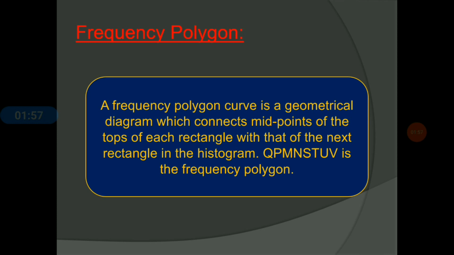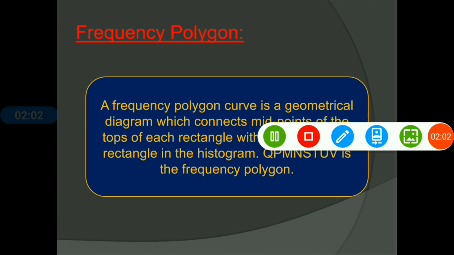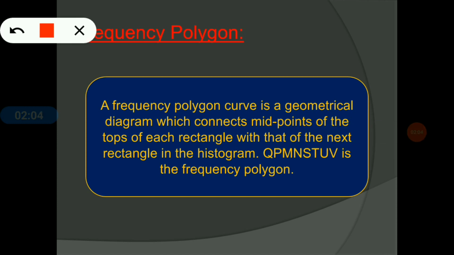Here is the fourth way of diagrammatic representation, and that is the frequency polygon. Learner, at first we have to know what we mean by a frequency polygon. A frequency polygon curve is basically a geometrical diagram which connects the midpoints of the top of each rectangular bar in the histogram. Clear?